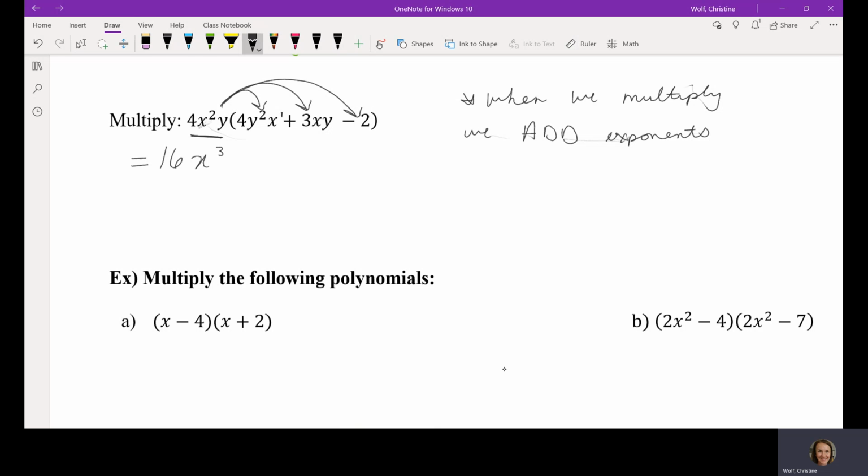Then the y, same thing, I'm not done. I have 1 y out front, and then I have y squared over here. So 1 plus 2, I actually have y cubed. So let's move on to the next one.